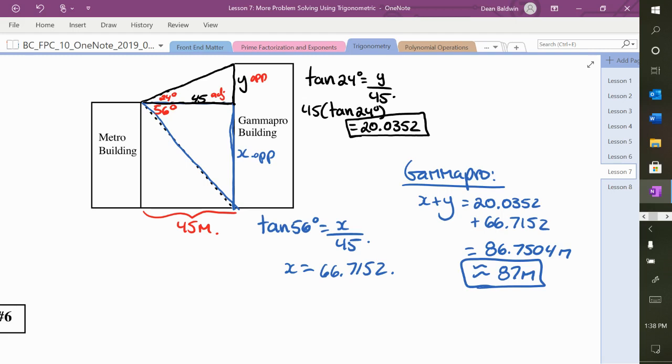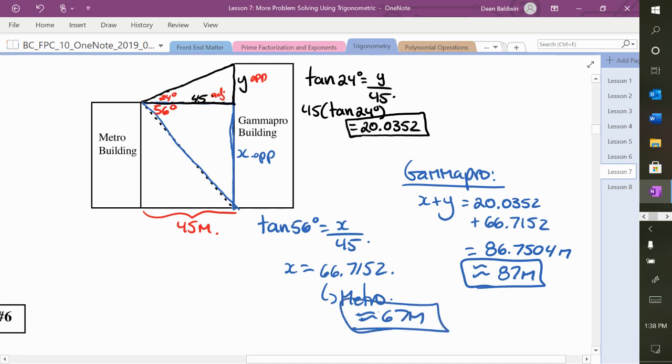Does that make sense? So what's the height of the Metro? Yeah, it's x, right? It's the same as x. So the Metro would just be 66 or 67. And that is it. That's trigonometry in Math 10.